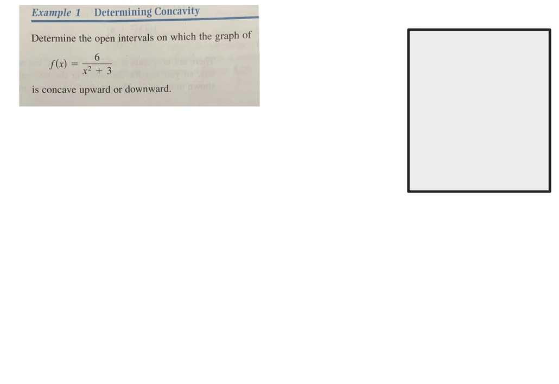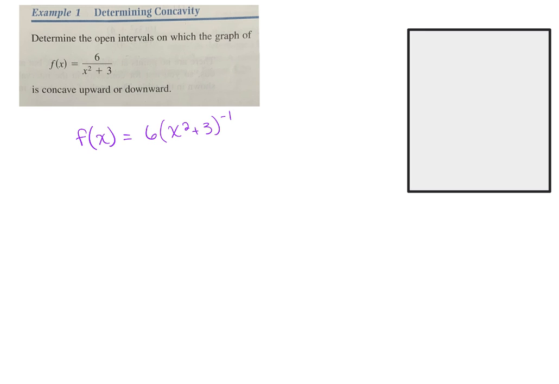So let's look at this first example. Now, I will say you do not have to use quotient rule here, nor would I, okay? When you just have a number in the numerator or a number in the denominator, it is not quotient rule, all right? You can just rewrite it. So they want to know where it is concave up or down. So concavity should make you think second derivative, okay? So concavity, second derivative. So what I am going to do is I'm going to rewrite this function with a negative exponent. I'm going to say 6 times x squared plus 3 to the negative 1. That's going to be much easier than trying to use a quotient rule.